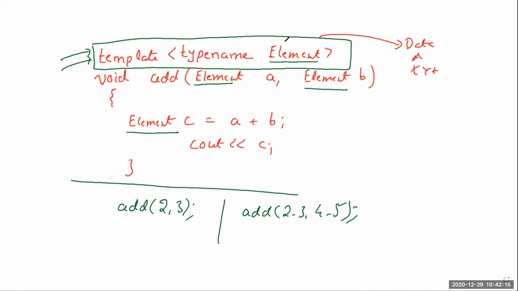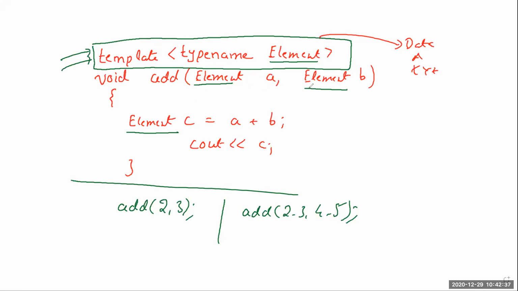And after type name, you can choose anything, any name, just like you choose the name of a variable. I have chosen element here. Now element can be anything. Element can be an integer, float, double, character, anything, right? So now within the body of the function, instead of using integer or float, you will be using this element. You don't use integer or float. Now you'll be using this.